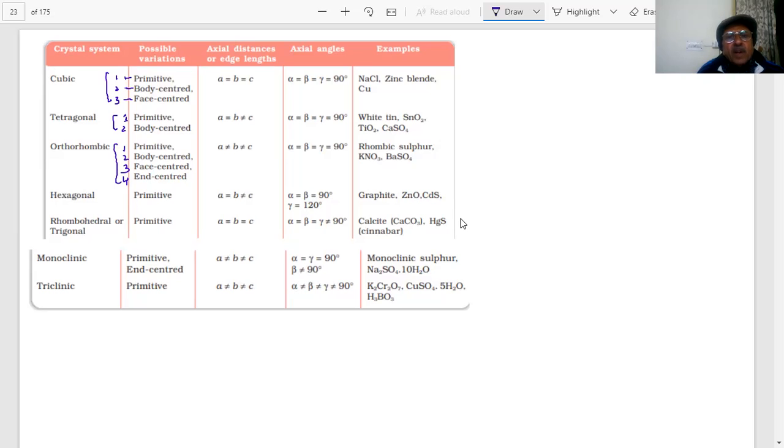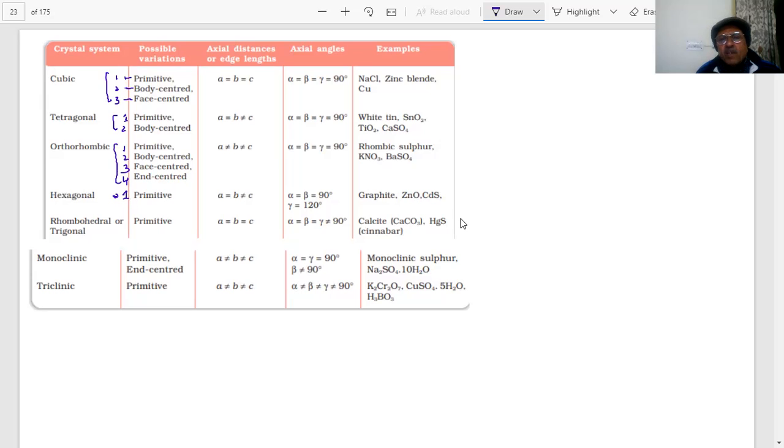you can see their structures in the books where they have given three-dimensional images of these. Hexagonal shows only one, primitive. This is our hexagonal, students. And A is equal to B not equal to C, alpha, beta 90, gamma 120 degrees, graphite. You have seen the structure of graphite in the books a lot.